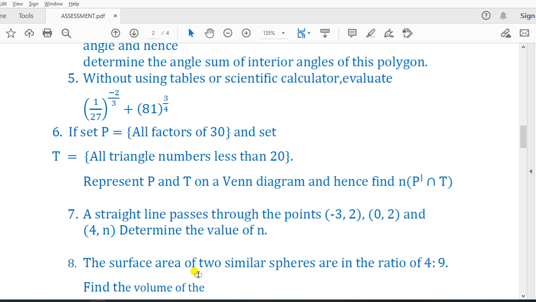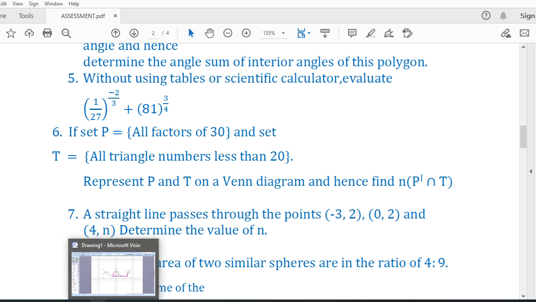So now let's look at the next question. We can begin with the question. Sorry, it is question 7 and it says a straight line passes through the points (-3, 2), (0, 2) and (4, n). Determine the value of n.